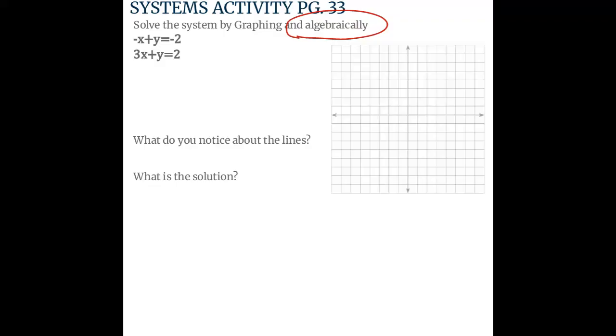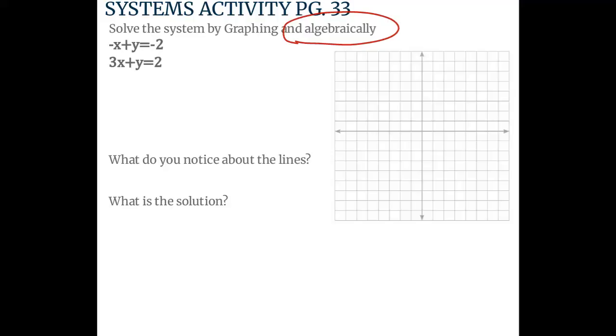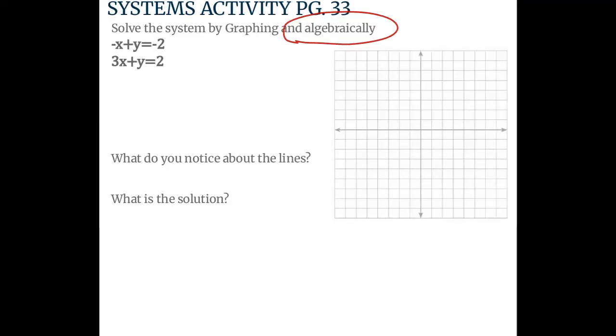All right. I think I forgot to set the timer. Let's do the math, and we'll do it at the end, okay? So, negative x plus y equals negative 2. We need to put that in y equals mx plus b form. So, add x, y equals x minus 2.